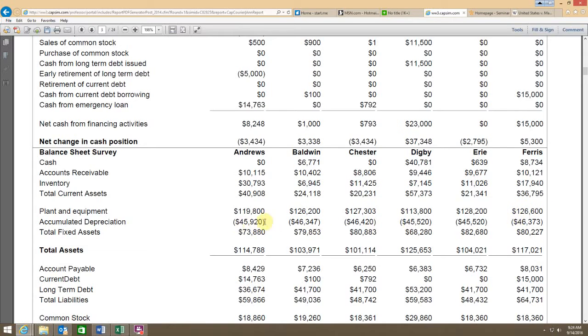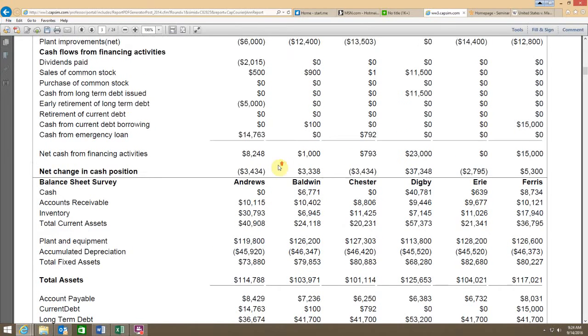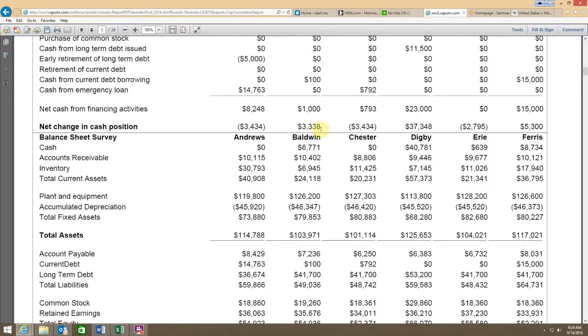Okay, accumulated depreciation, just adding up the depreciation that we had along with this period's depreciation, which we saw above, no big deal. Total fixed assets, I like to glance at this as we go along, because this and total assets give us an idea of how big a company is, and return on assets becomes important, because the more efficiently and effectively a company can use its assets and turn those over, the better it will do.